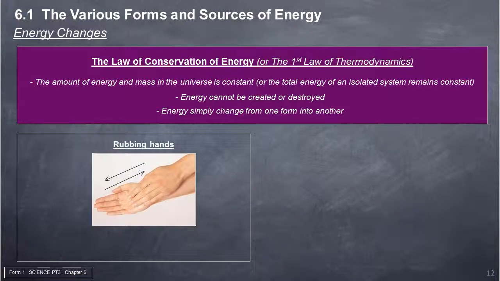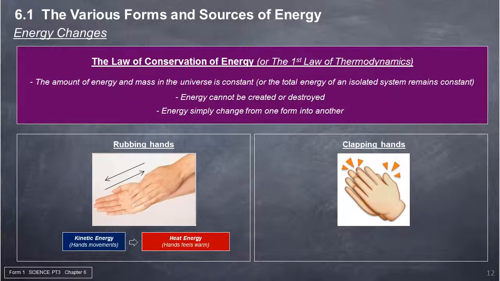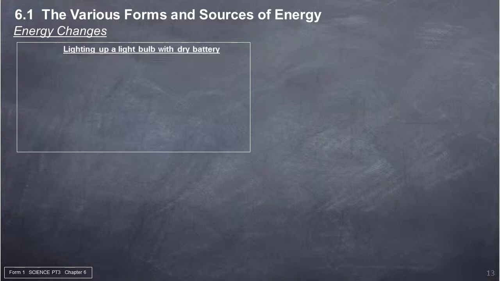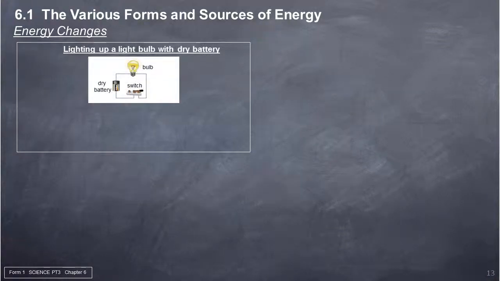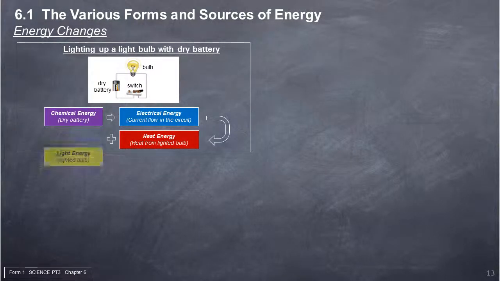Rubbing hands: kinetic energy of hand movements changes to heat energy, so the hands feel warm. Clapping hands: kinetic energy of hand movements changes to sound energy of the clapping sound. Lighting up a light bulb with a dry battery: the energy changes are chemical energy of the dry battery changing to electrical energy of current flow in the circuit, changing to heat energy of heat from the lighted bulb plus light energy of the lighted bulb.